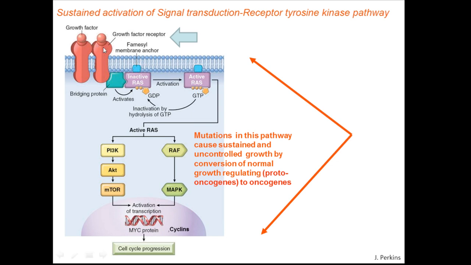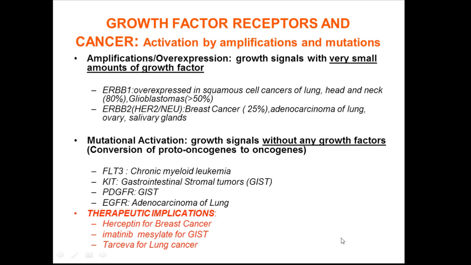Now, if there's an amplification of growth factor receptor and cells are full of receptors like this, then even small amounts of growth factors will trigger the whole process and confer upon cells the property of division. For example, EGFR, a member of the EGFR family of growth factor receptors, ERBB1, is overexpressed in squamous cell carcinoma of the lung, head, neck, and glioblastoma. 80% of them have it. Glioblastoma, about 50% have it.